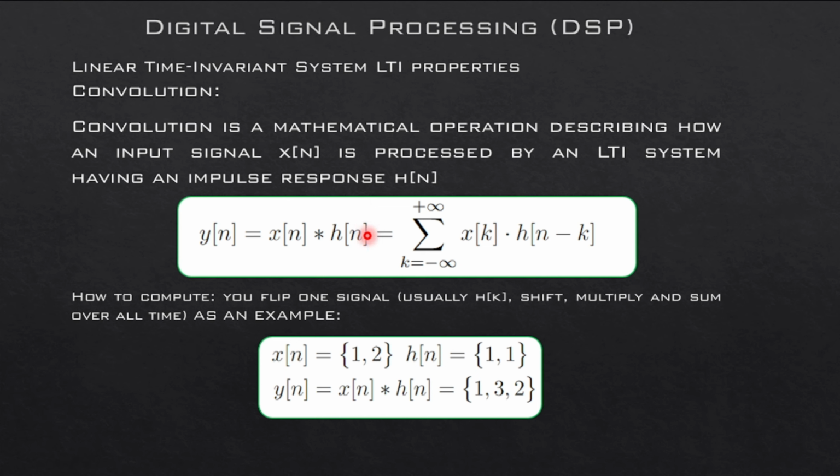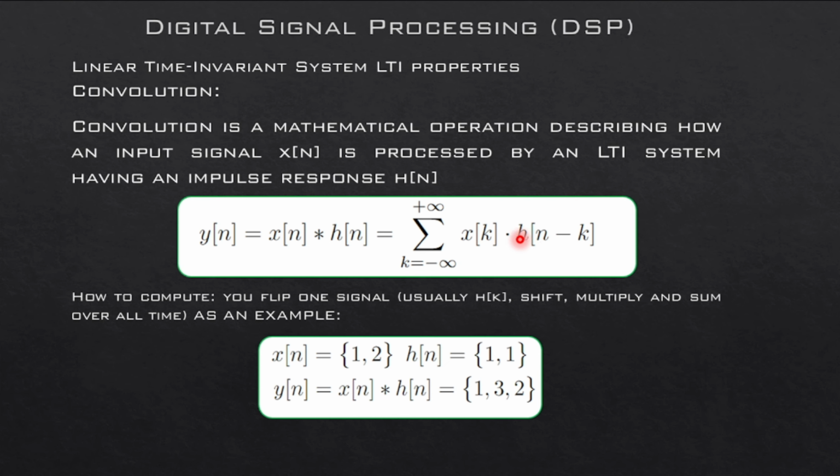So the convolved function or the convolved vector is gotten by this equation, which is the sum over k going from minus infinity to plus infinity, for supposedly an infinite signal, of x[k], which is the signal, times h[n-k].